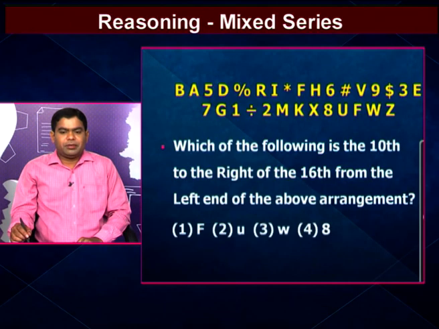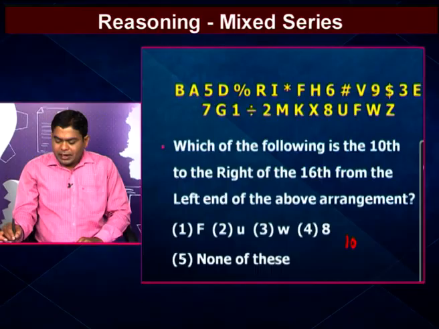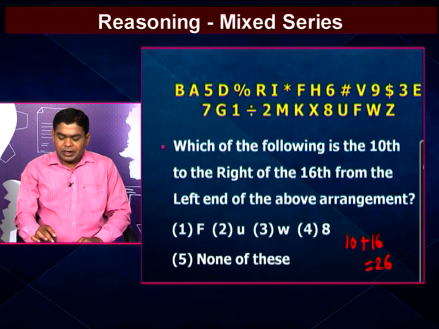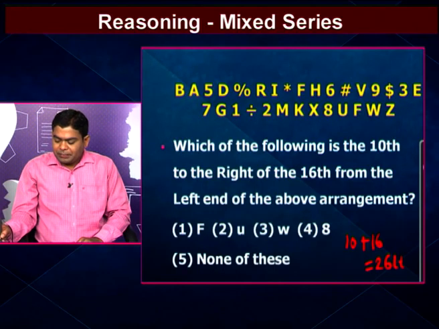Which of the following is the 10th to the right of the 16th from the left end of the above arrangement? In our question, 10th right is given and 16th left is given. Both are opposite directions. According to our rule, if opposite directions are given, we add the given numbers. Here the given numbers are 10 and 16. 10 plus 16, 26. So here the question ending direction is left side. That means we count from the left side. So 26th from the left is our answer.